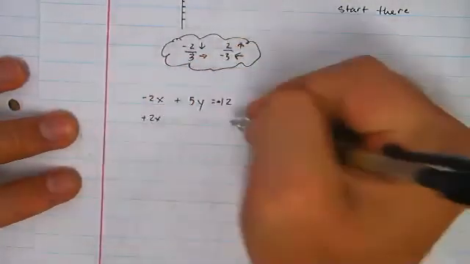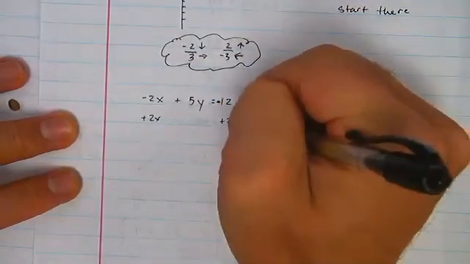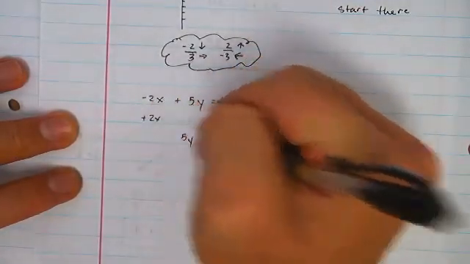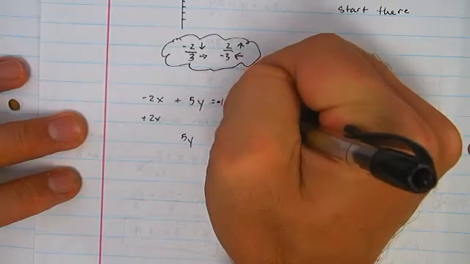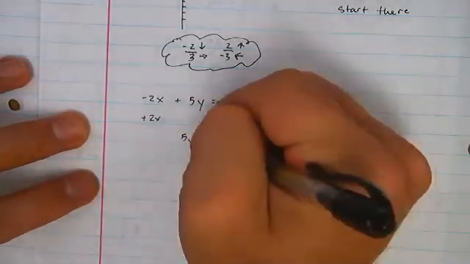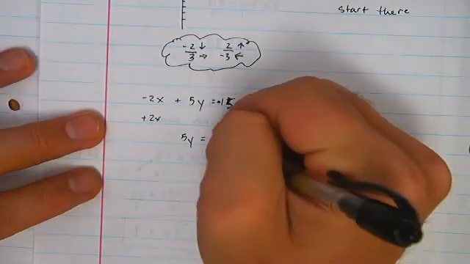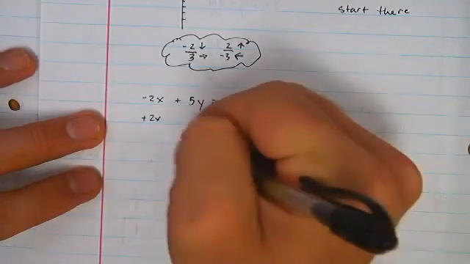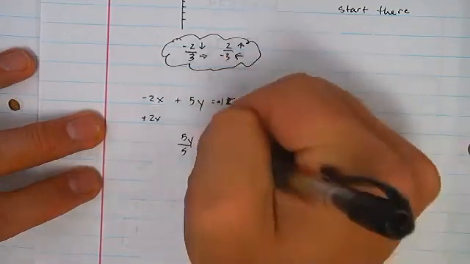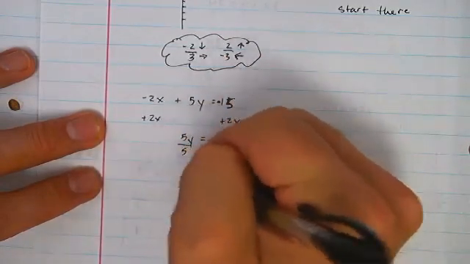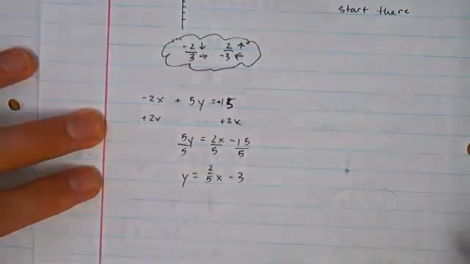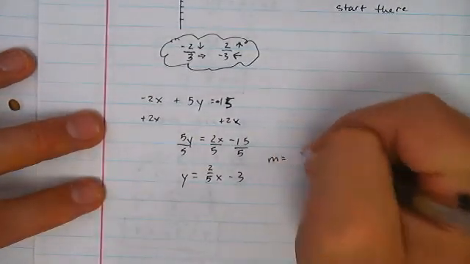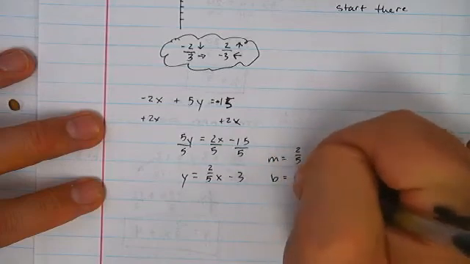But if not, we need to rely on skill. And so we'll move the 2x to the other side. Moving 2x over, I end up with 5y. Well, we can't make that negative 12 because that doesn't work with the 5, let's just go ahead and keep it negative 15. So 5y equals 2x minus 15, divide by 5, divide by 5, divide by 5. And I get y equals 2/5 x minus 3. So now I know my slope is 2/5. My y-intercept is negative 3.